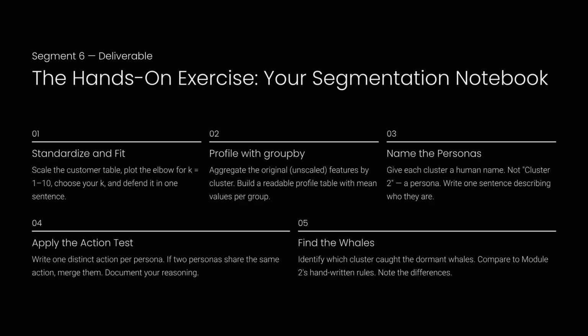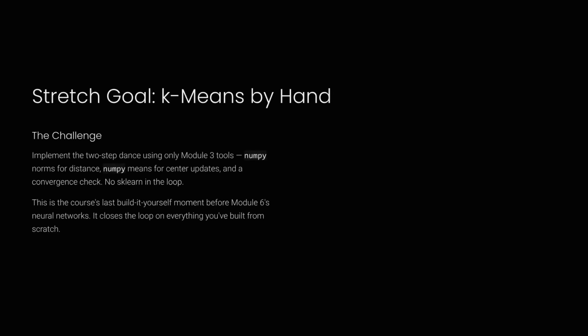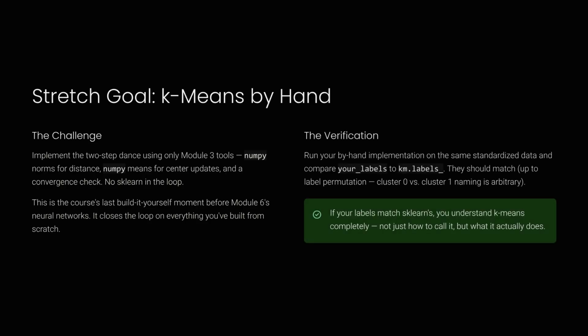Now let's get hands-on with your segmentation notebook. You will standardize and fit your customer data, use the elbow method to choose an optimal K, and then profile these clusters using group by to create clear, actionable personas. For a stretch goal, try implementing k-means from scratch using only NumPy. By building the 2-step dance of assigning labels and moving centers, you will gain a deeper understanding of the geometry behind the algorithm before comparing your results to scikit-learn.